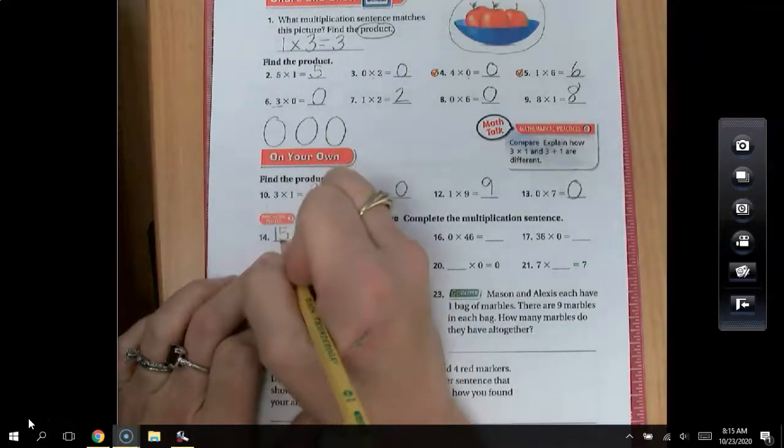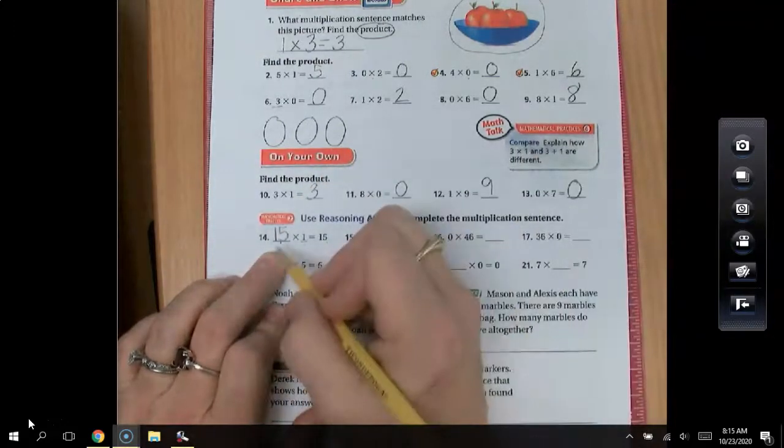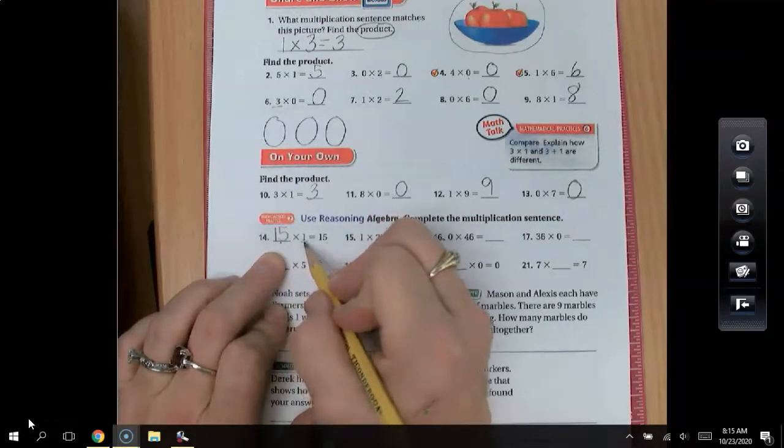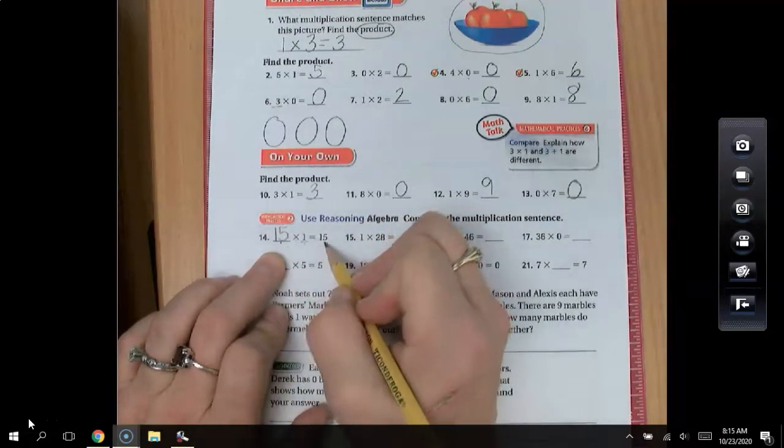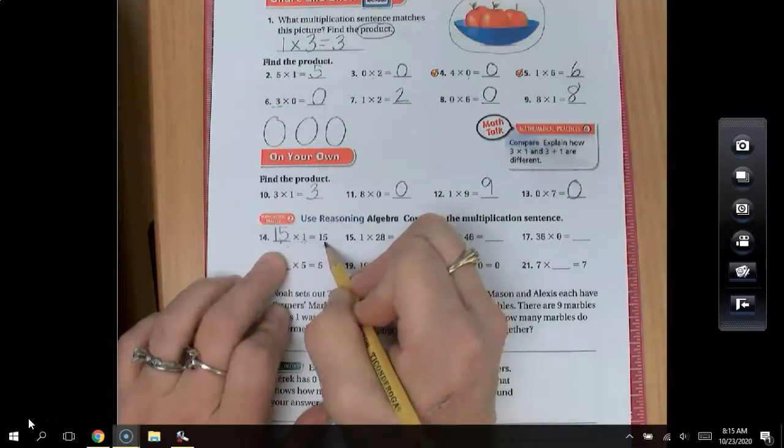Yes, 15. Check your answer. Does 15 times 1 equal 15? Yeah, it does, because 1 always loses.